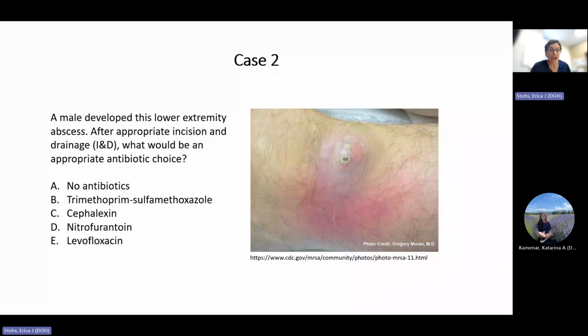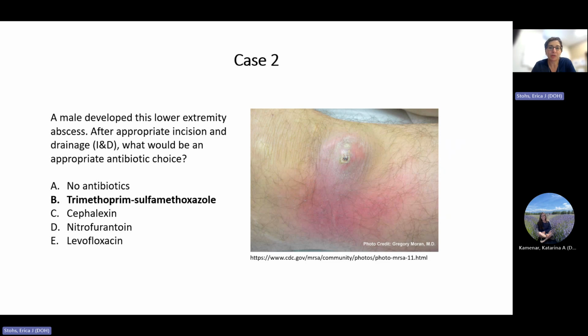Let's look at another similar case. This male developed a lower extremity abscess. The provider sees him and does an appropriate incision and drainage. The next question is, first of all, do they need antibiotics? And what would be the appropriate antibiotic choice? For the sake of argument, let's say this person does need antibiotics. Take a moment to think about what you might prescribe. I'll advance.